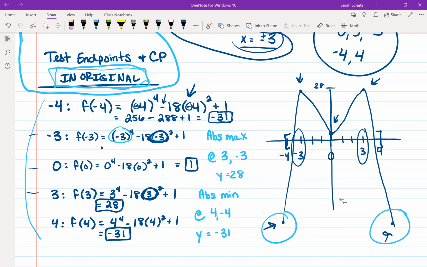So hold on, guys. This is going to change our values at negative and positive 3. So negative 3 to the 4th is 81. Minus, this will be negative 18 times 9, and it's minus 162, and I get plus 1. So it's definitely going to change our answers. So that would be negative 81, negative 80. So guys, our negative 3 and positive 3 values are not our max.